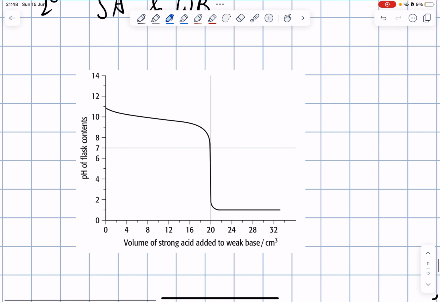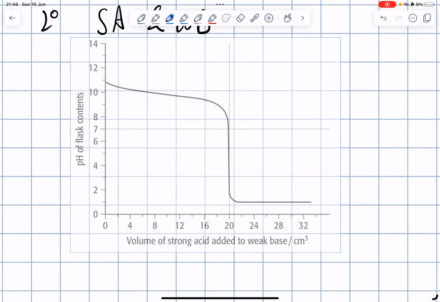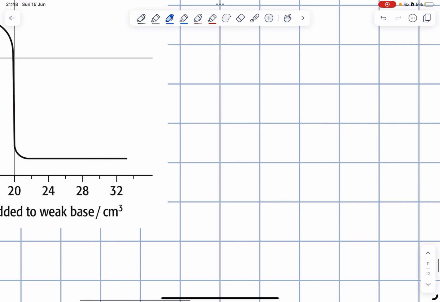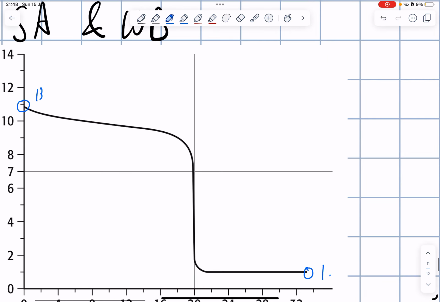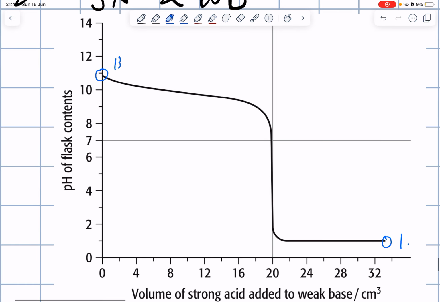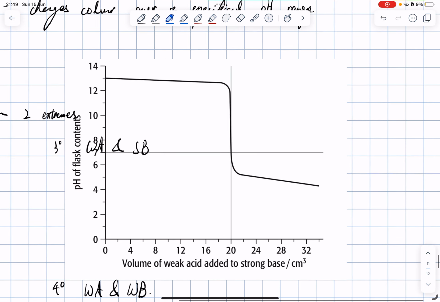Here we have the weak base with strong acid diagram. You can see it's starting at pH equals 13 and it's ending at pH equals 1. The ending point is dependent on the strength of the acid, and the starting point is dependent on the strength of the base. As it's a weak base, so we got 13. Oh, no, I'm sorry. We got 11 as our starting point.